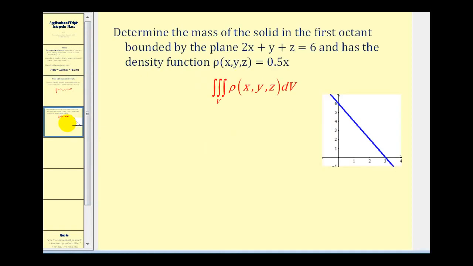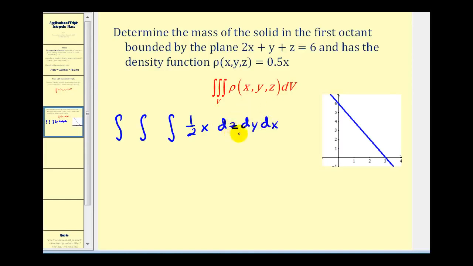We want to determine the mass of the solid in the first octant bounded by the plane 2x plus y plus z equals 6 and has the density function rho of xyz equals 0.5x. So the mass is going to be equal to the triple integral of our density function. I'm going to go ahead and write this as 1/2 x. And now we need to decide on an order of integration for differential v. Let's go and use dz, dy, dx.